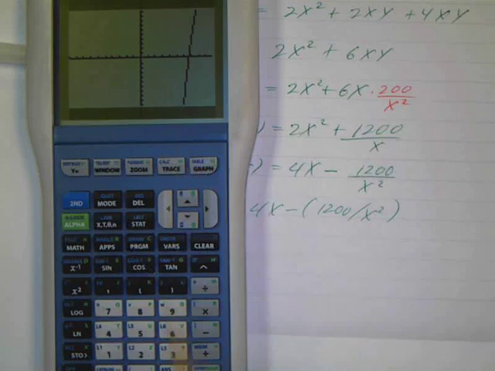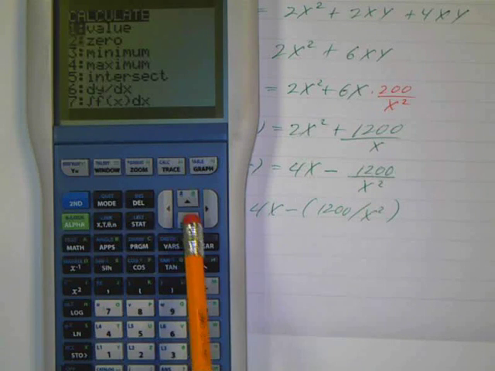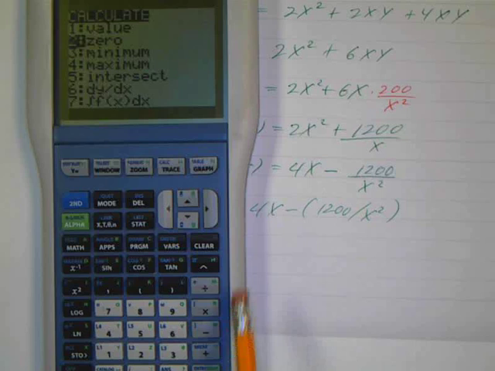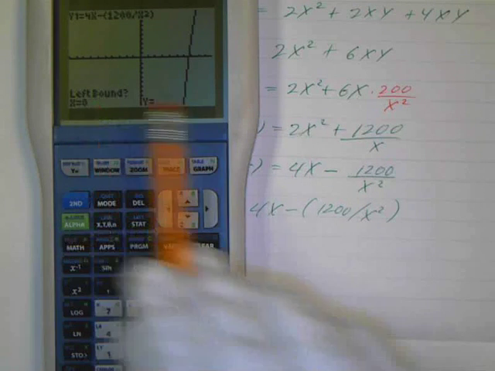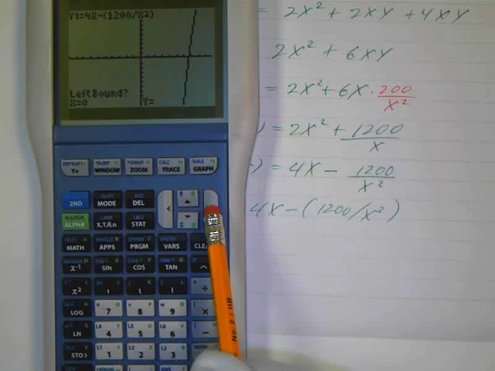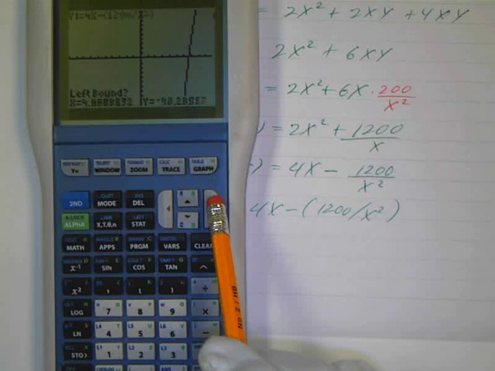So what is that? So we have to find that. So we go to second calculate, and we go to 0. And where's our left bound? So again, we're going to be looking over here. Look at how low this y is. So we want to get this to see where this changes from negative to positive.